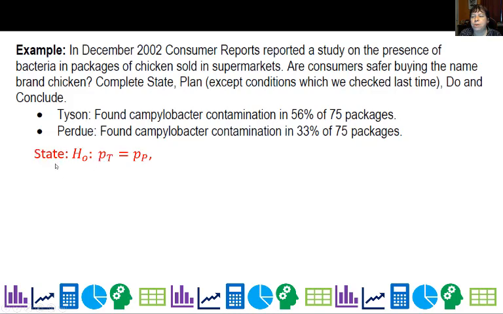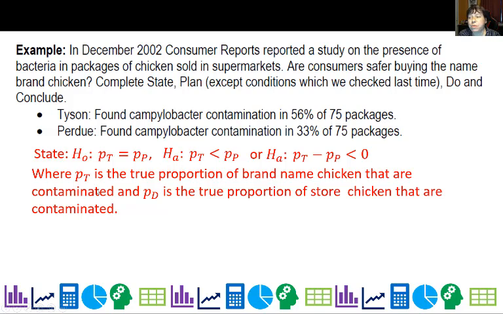So we're going to go ahead and look at the null, which is that they're both equally contaminated. That's a lot of contamination, by the way. And our alternate hypothesis is that the Tyson proportion of contamination is less than Purdue, which, by the way, considering this proportion is higher, we could probably almost say you almost don't need to run it, but we're going to go ahead and run our hypothesis test. And then I also wrote my alternate in this alternate form. Remember to define what your proportions are.